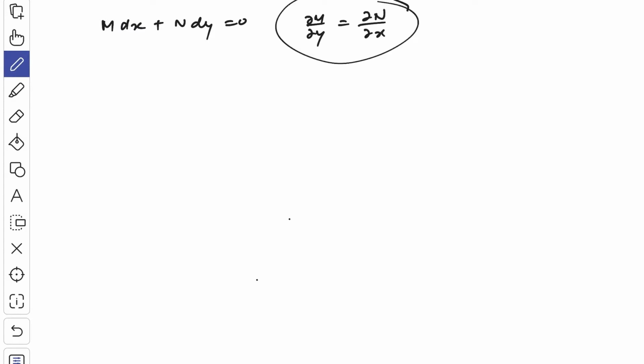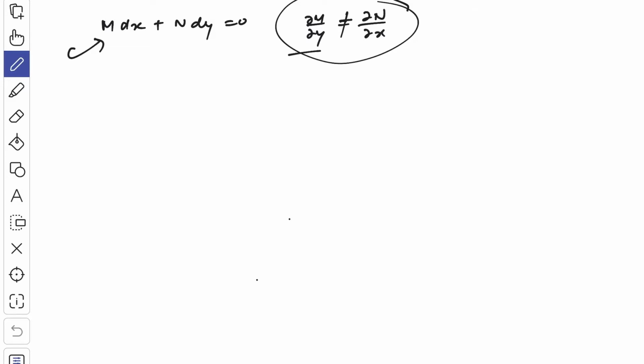Suppose we have an equation of this form, M dx plus N dy is equal to 0. We have already discussed in the previous video that if ∂M/∂y is equal to ∂N/∂x, then it is said to be exact differential. But if not equal, then how to solve?